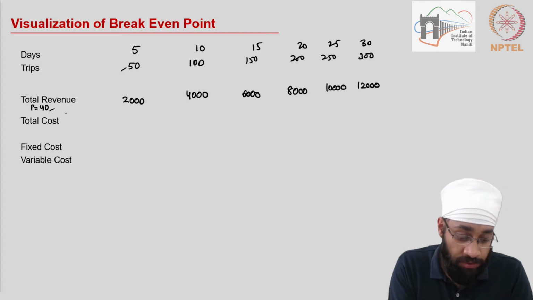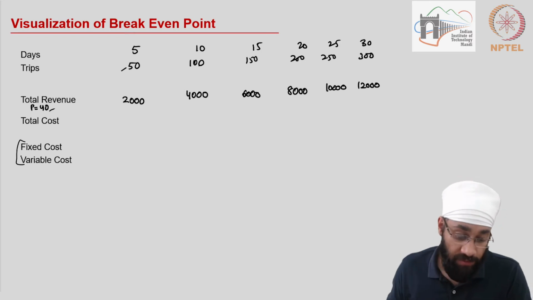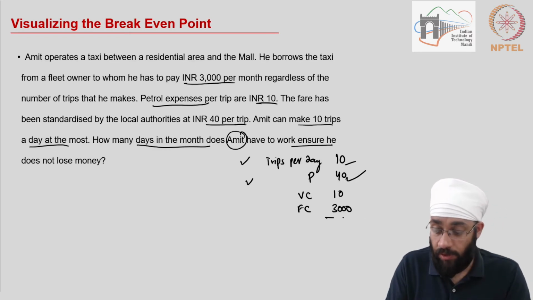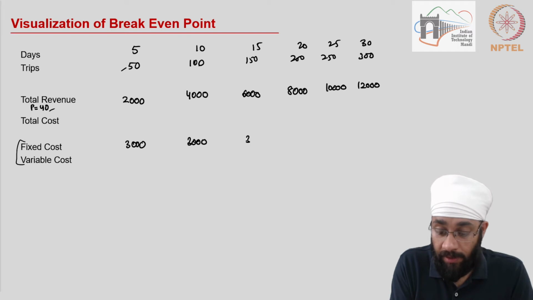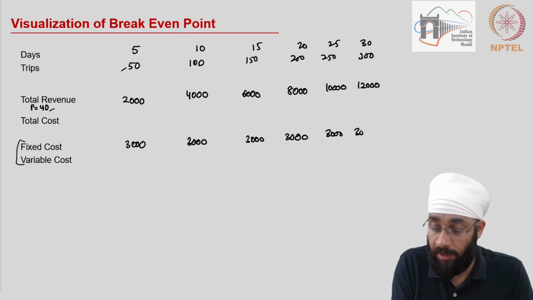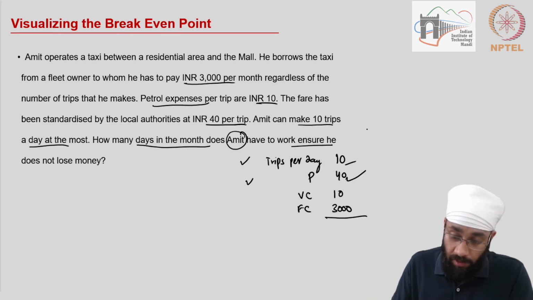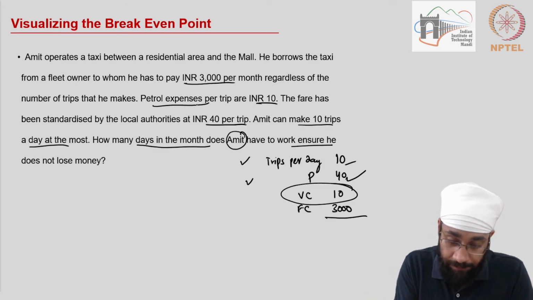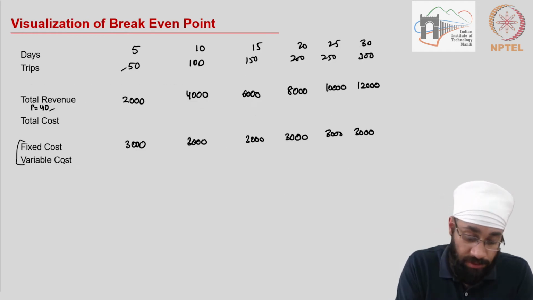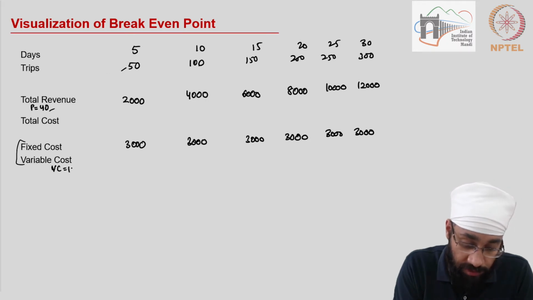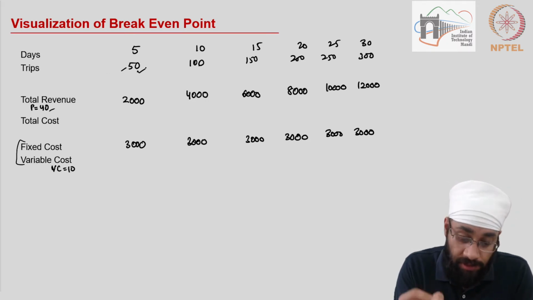What is the cost going to be? The cost is going to be dependent upon the two factors, which are fixed cost and variable cost. The fixed cost is 3,000. So if he works for 5 days, 3,000 has to be paid. If he works for 30 days, 3,000 has to be paid. So it does not matter, this cost is going to be the same. Variable cost, on the other hand, is 10. These are petrol expenses. So variable cost per unit is 10, and depending upon the trips, this is going to change.